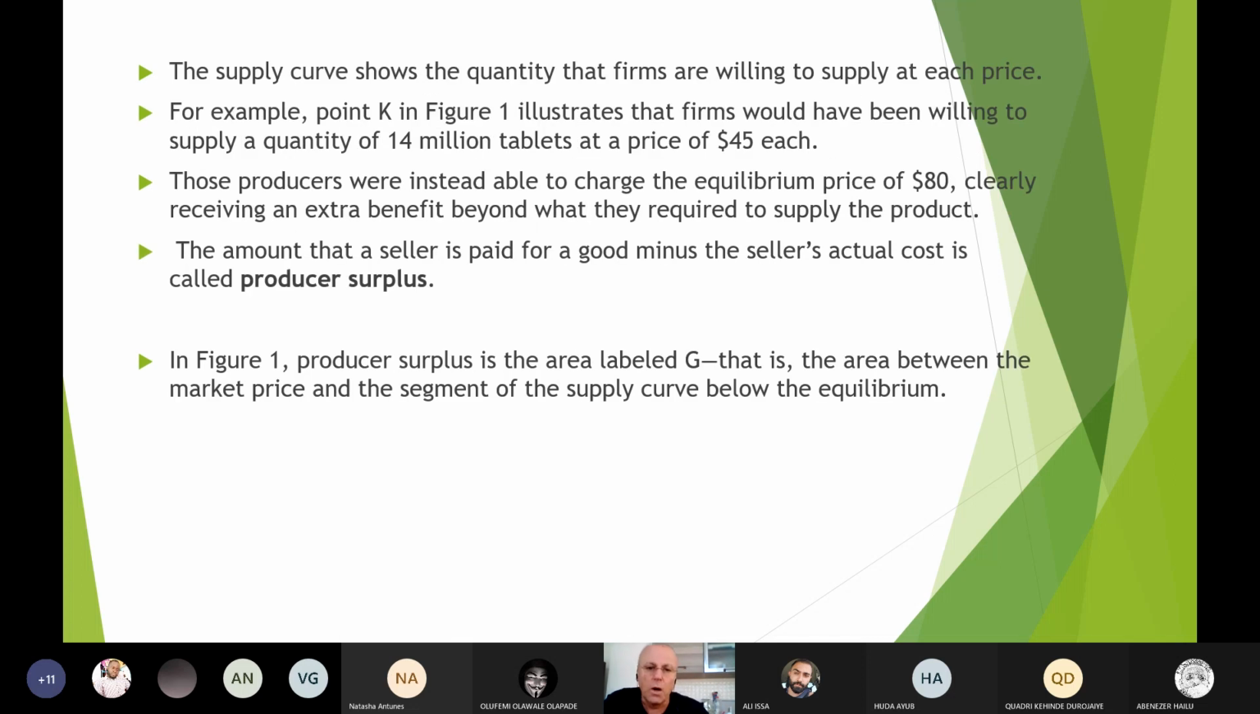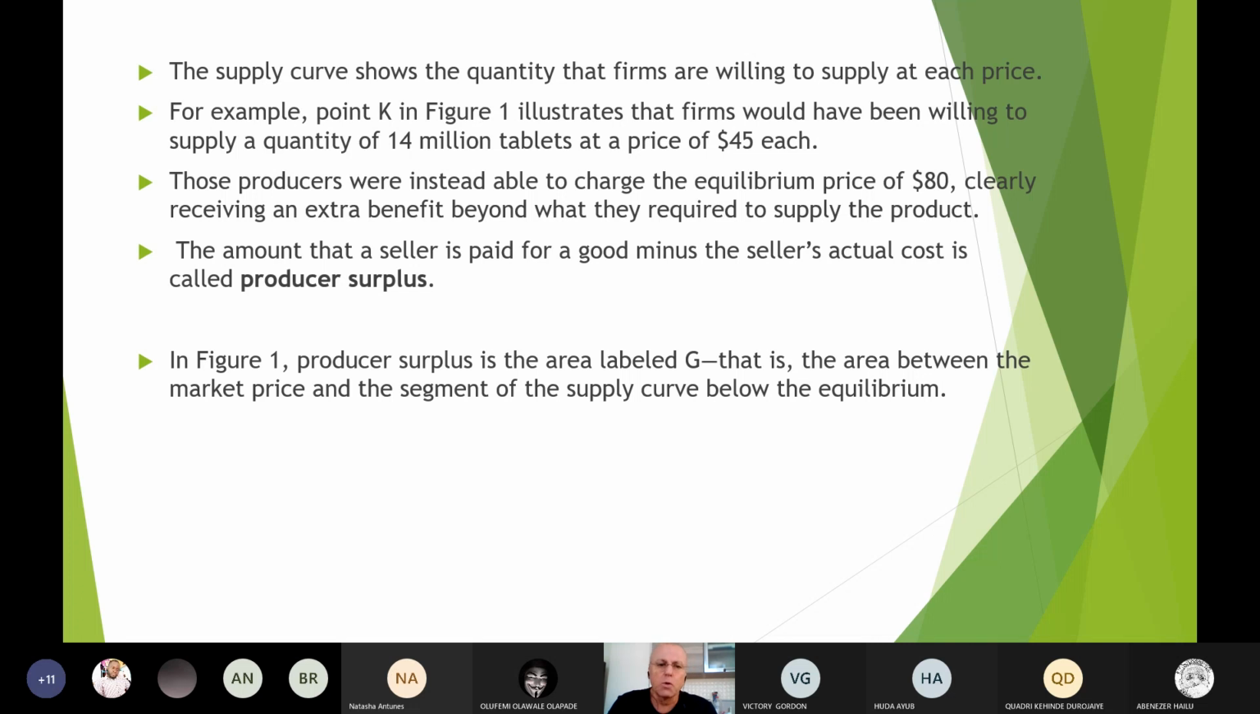The supply curve shows the quantity the firms are willing to supply at each price. For example, point K on the graphic is supposed to be 40 million tablets, or 40 units, and a price level of 45 is very low and not acceptable for the economy because this is well below the equilibrium level. Producers were instead able to charge the equilibrium price of 80, clearly receiving an extra benefit beyond what they required to supply the product, which shifts the equilibrium price and quantity to $80 and 28 million units. The amount the seller is paid for a good minus the seller's actual cost is the producer surplus.